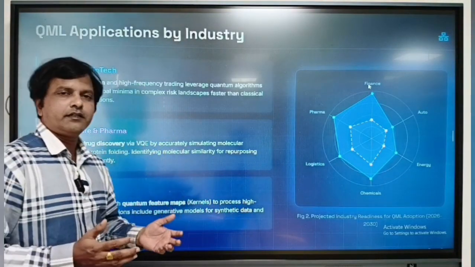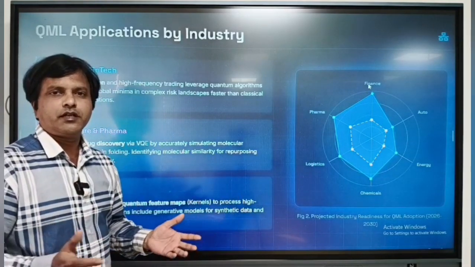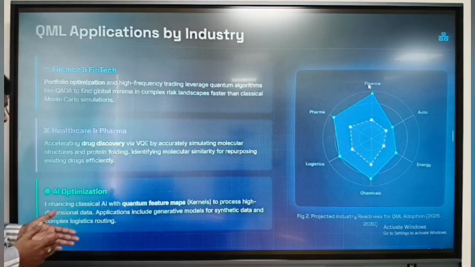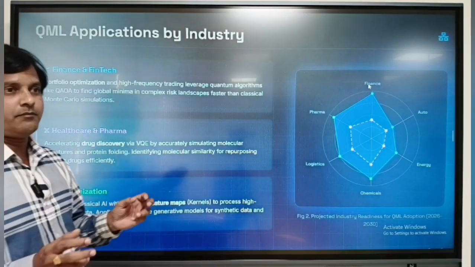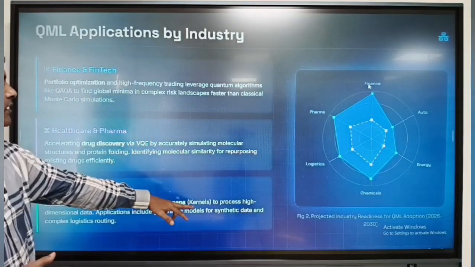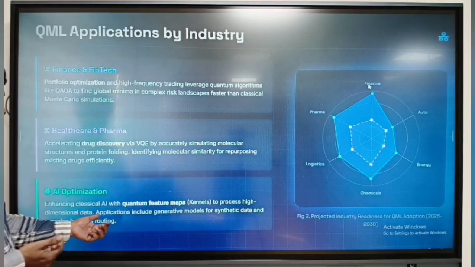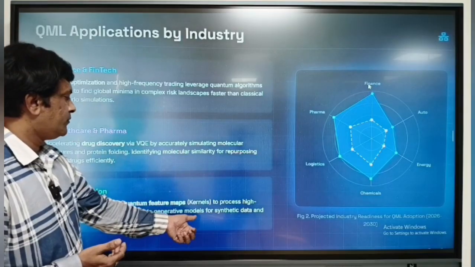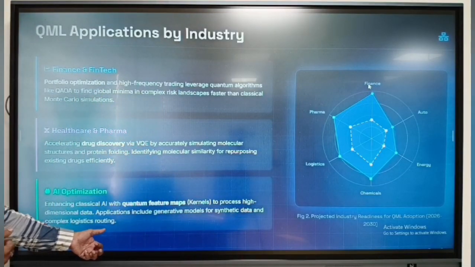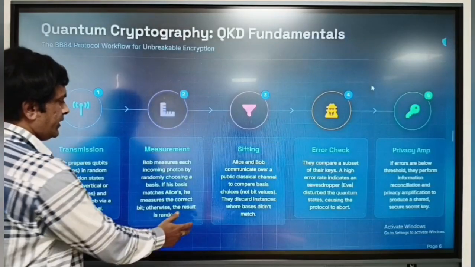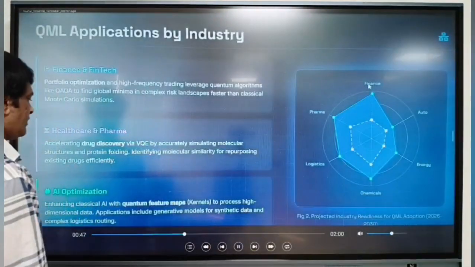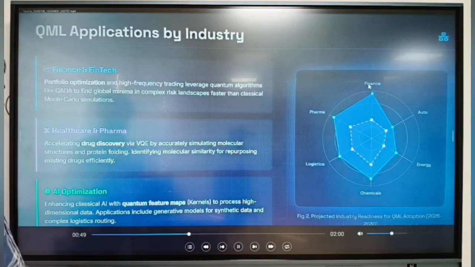If in a particular dataset there are so many dimensions, like logistics, like pharma, like HR, all the dimensions might have some data points where there are some similarities. This kernel algorithm will find those similarities. Applications include generative models for synthetic data and complex logistics routing.